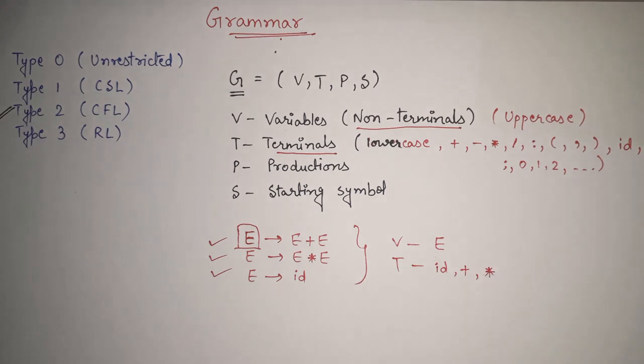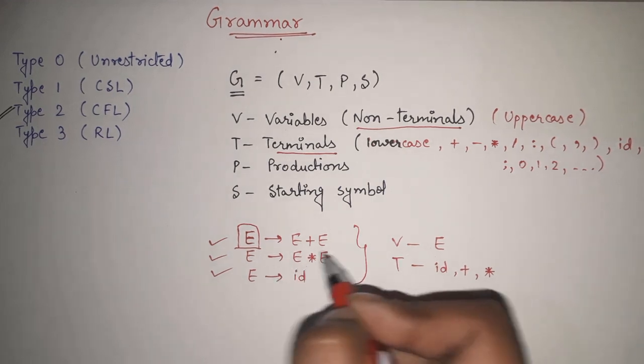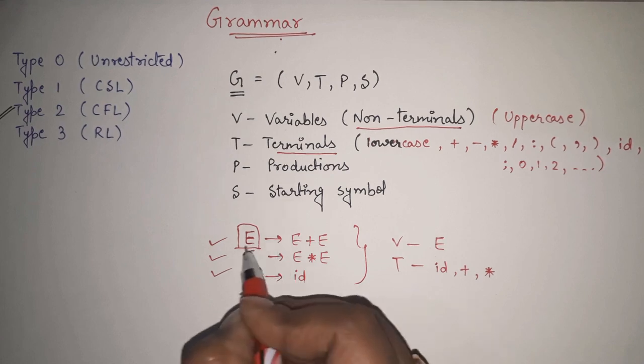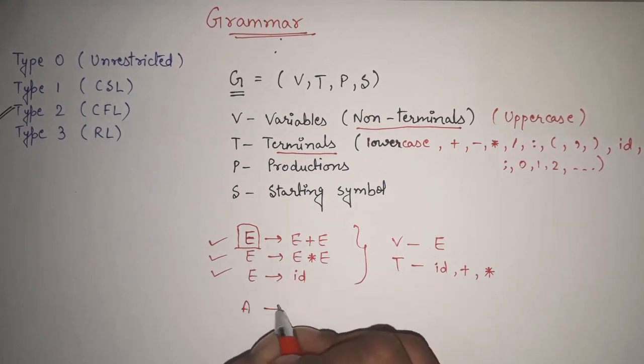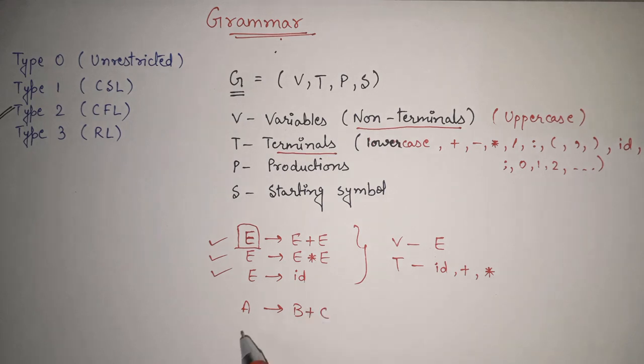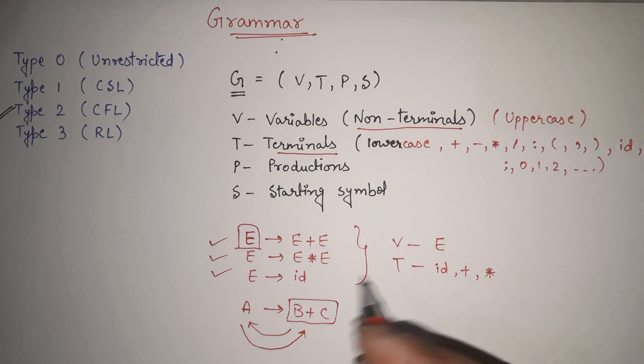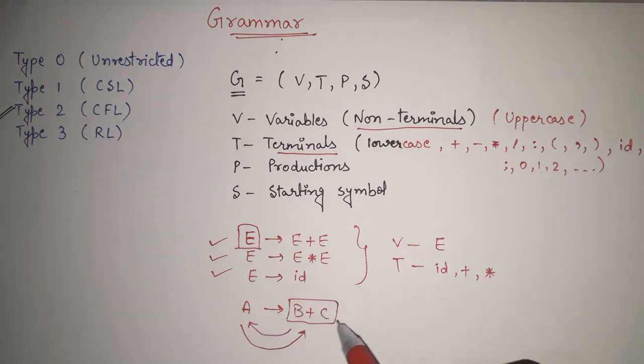Fine, so I hope you have got the differences between the tuples. What do they mean, and what does this notation mean? E gives E plus E. If for example I have A gives B plus C, that means if I have any variable A, I can expand it into B plus C, or if I have B plus C anywhere, I can reduce the whole B plus C into A. You are getting it? We can write these two interchangeably: A will give B plus C, and on the other hand B plus C can be reduced to A.